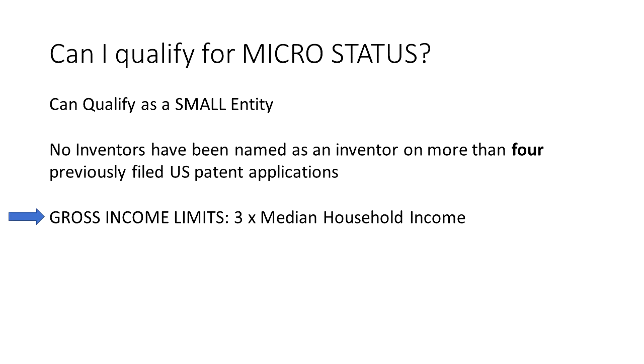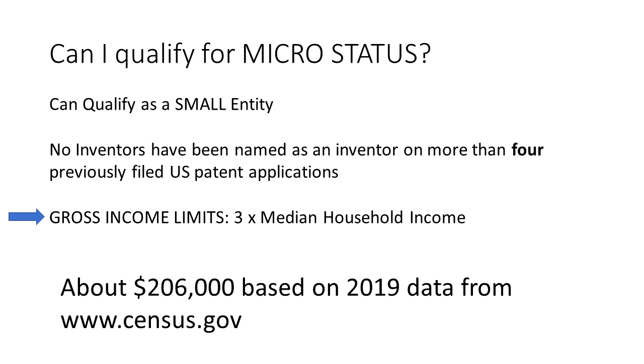There are gross income limits for inventors and applicants. The limit is based on median household income as reported by the U.S. Census Department, and the limit is 3 times the median household income. That puts the micro-entity income limit at about $206,000 based on 2019 data.